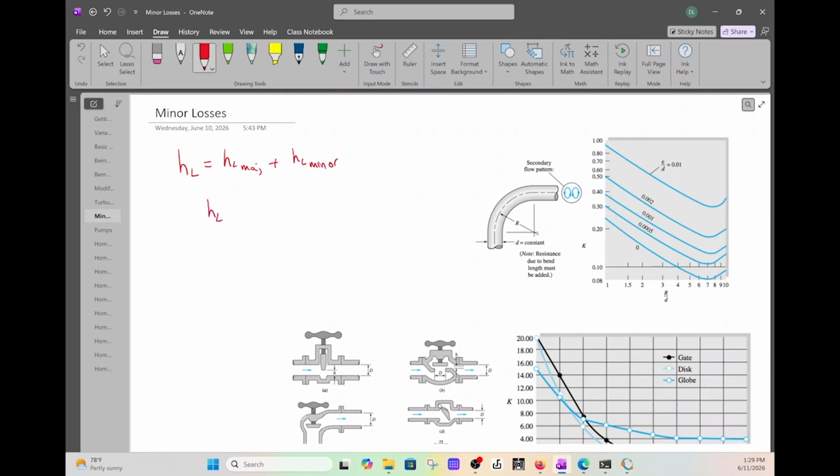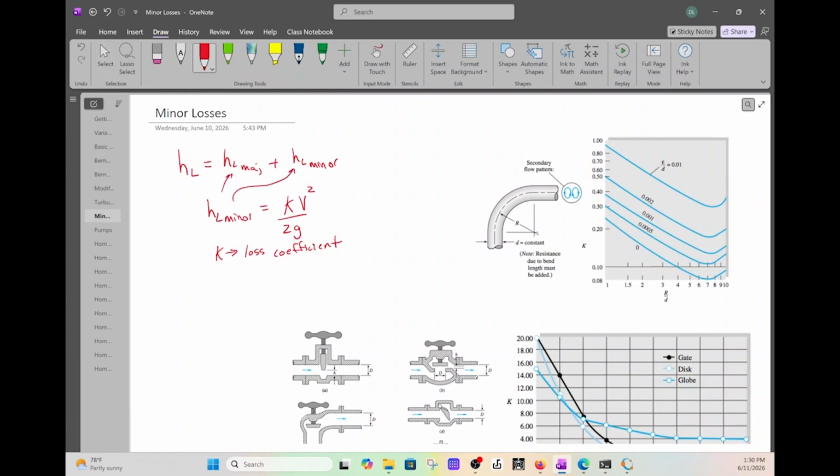And HL minor is given by K V squared over 2G, where K is your loss coefficient. And you can find that depending on the fitting, and I'll go through some examples here.